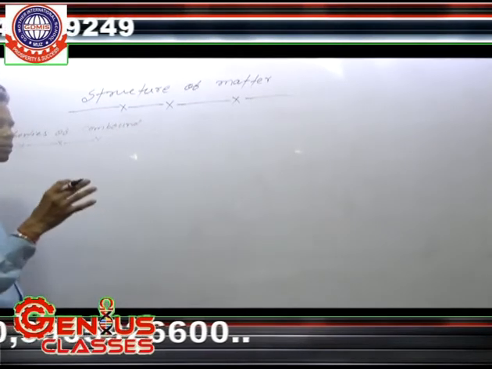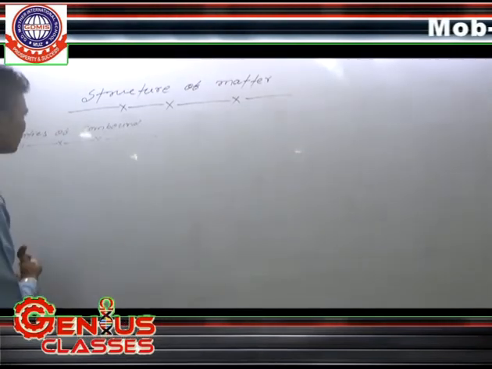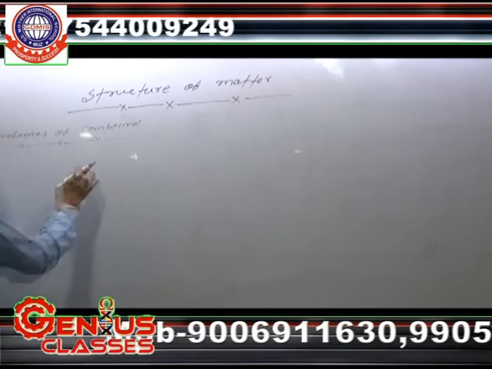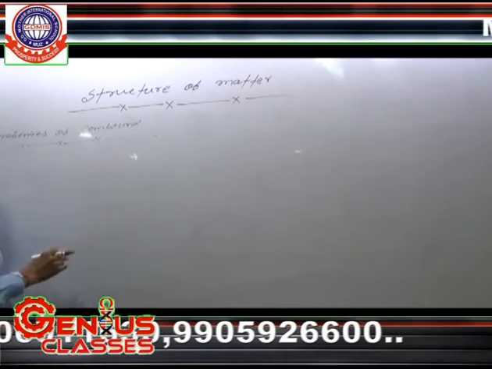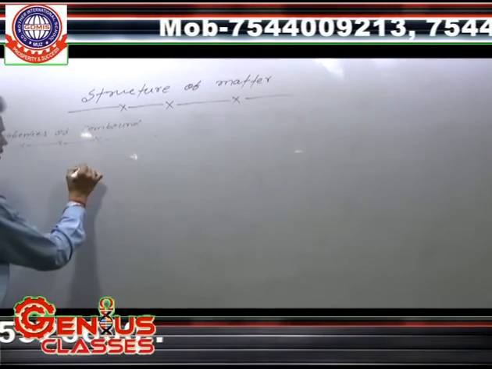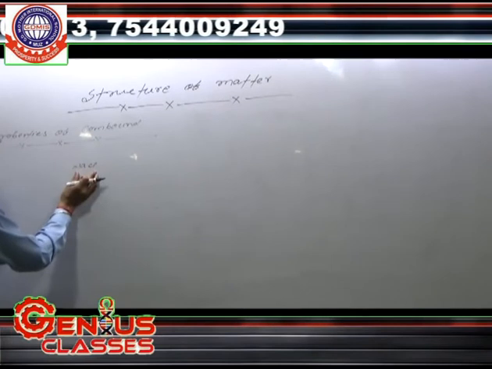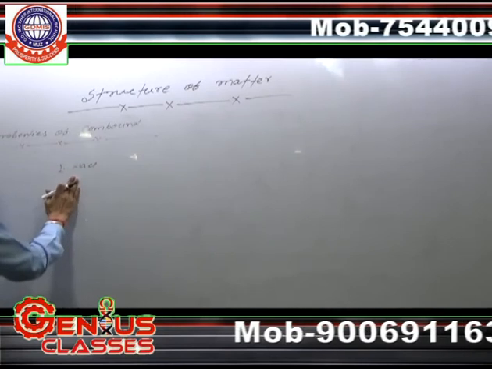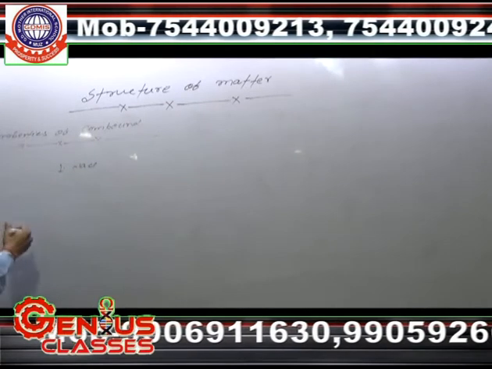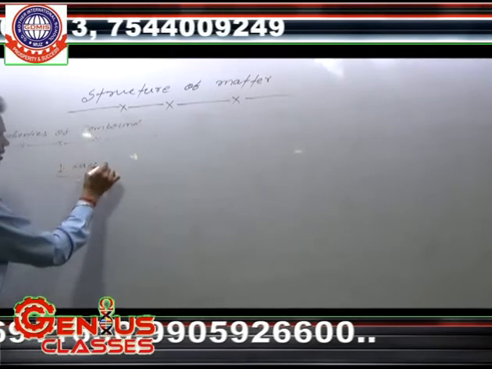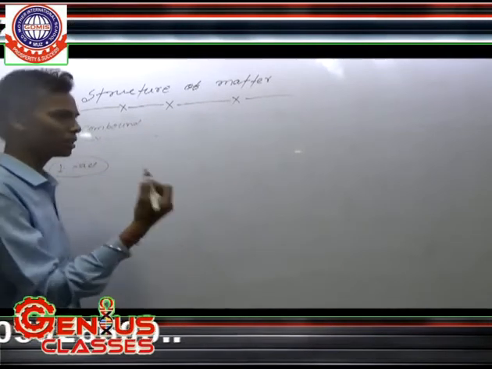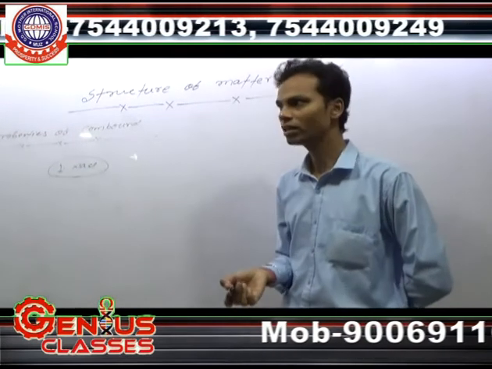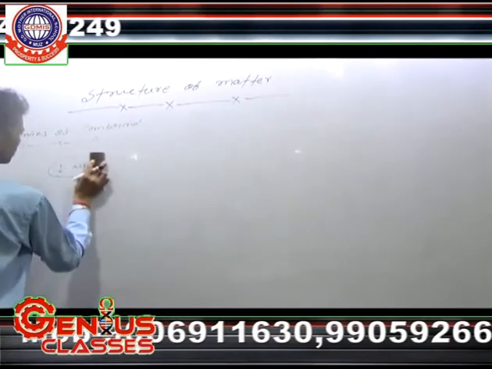So here two types of elements are combined chemically, but if we write NaCl, it means one molecule of NaCl. But one molecule of NaCl is not sufficient to form a compound. Actually, when millions and billions of NaCl molecules combine or join, then they form sodium chloride compound. Okay?